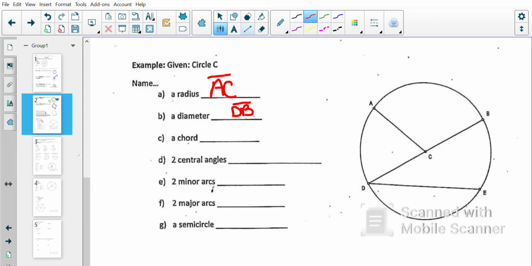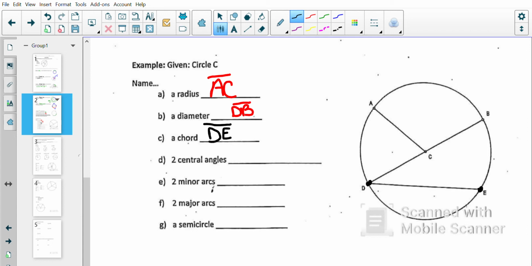Let's keep going. A chord. Remember, a chord is a segment whose endpoints are on the rim of the circle. So I'm going to choose chord DE as the one I'm going to list. The diameter, I'm sorry, DE is a chord. The diameter DB is also a chord.